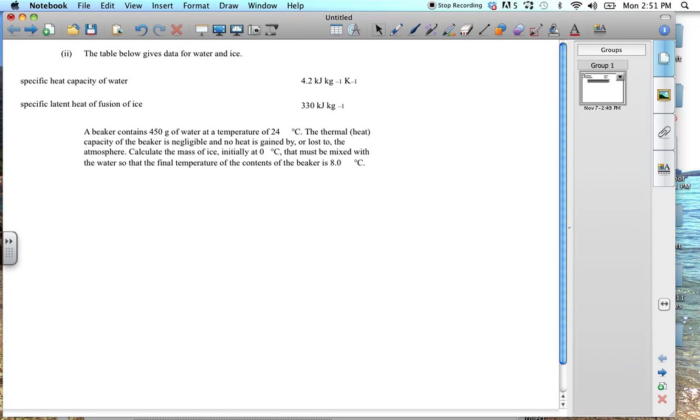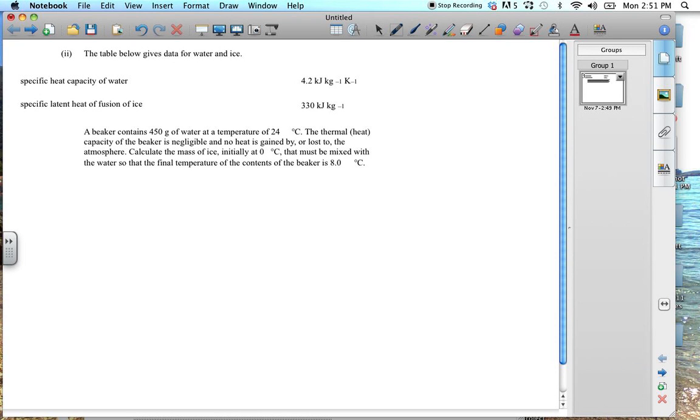Good, so this is another question relating to specific heat capacity and also your latent heat. We're dealing with ice and water. The table below gives data for water and ice. We have the specific heat capacity of water and the specific latent heat of fusion of ice.